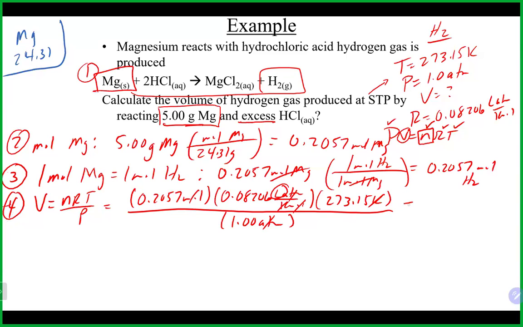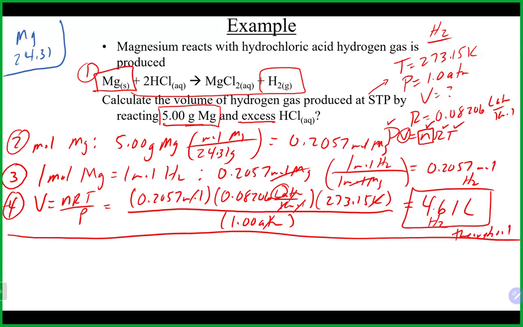It looks like 4.61 liters in this particular case of hydrogen. That would be in this case a theoretical yield, as hydrogen obviously is a product. So that would be our theoretical yield here. And again, it's a pretty identical calculation to what you're supposed to do for the lab. Question on that there? Is there another way I could have solved this?